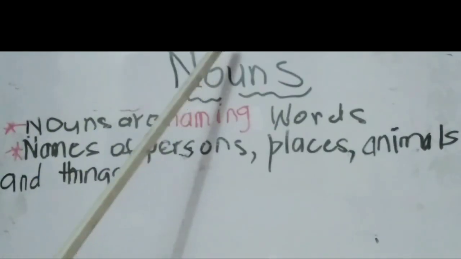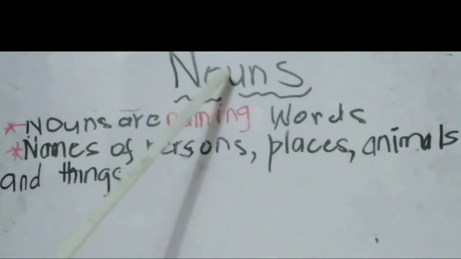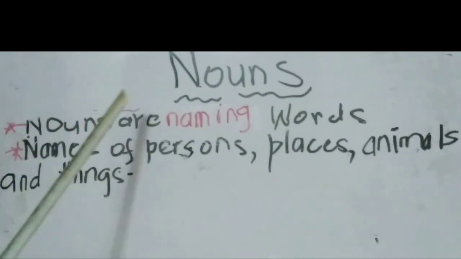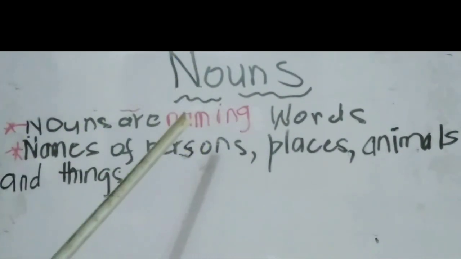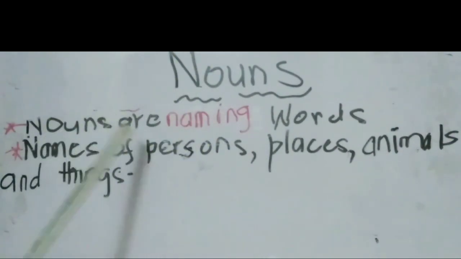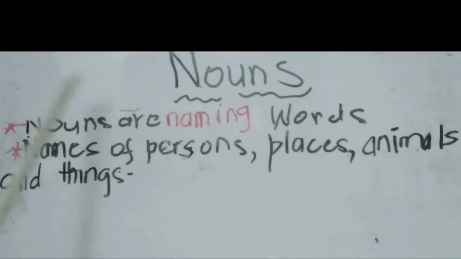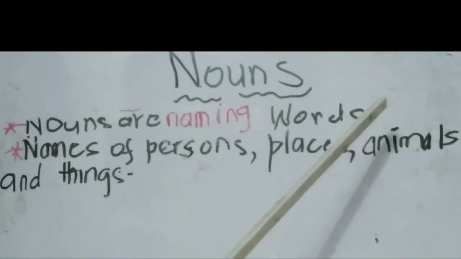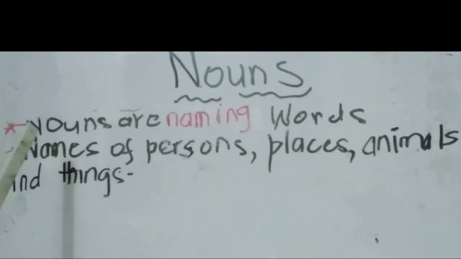Okay, here we go. So the topic is nouns. Nouns are naming words, names of persons, places, animals, and things. So nouns are naming words, names of persons, places, animals, and things.